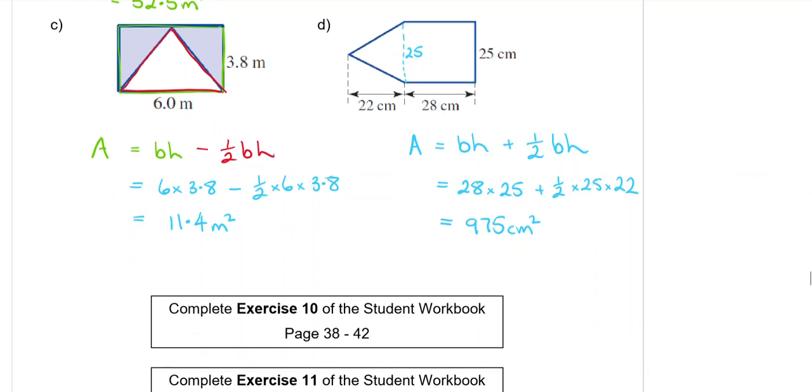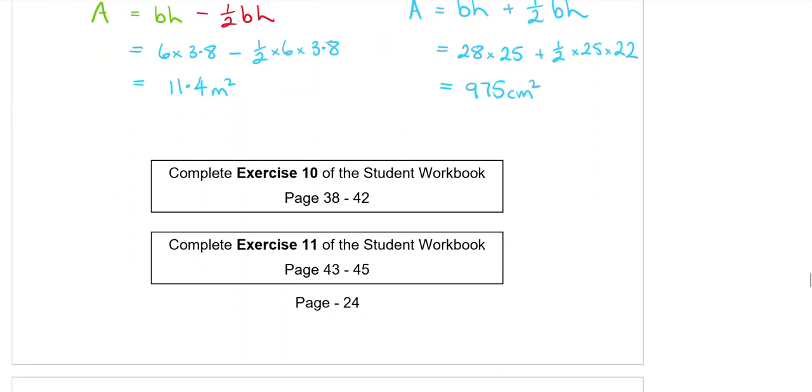Okay, so can you now please try exercise 10? And if you have time, there is also exercise 11 that is the same thing. All right, thank you.